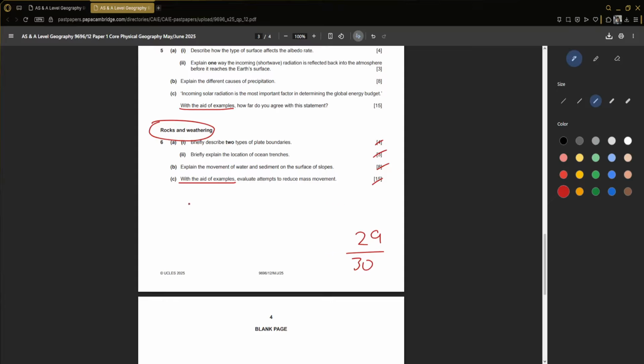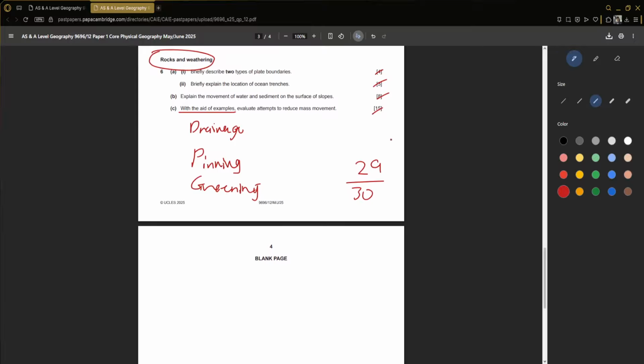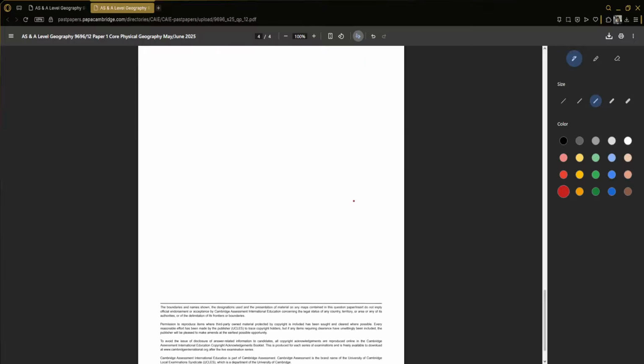In my essay, I talked about drainage. I talked about pinning. And I talked about greening. But if you have a big case study where you can evaluate the use of shotcrete, for example, use that. If you have gabions, if you have rock walls, use that. You don't have to stick with what I use. Just basically do the ones that you can remember the most, because after all, it's a big question where you have to add in a lot of detail.